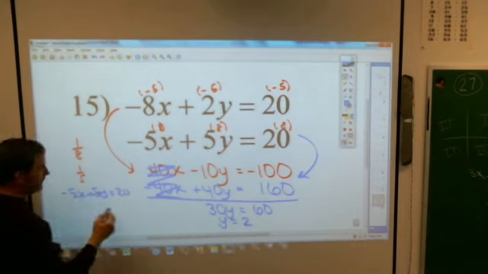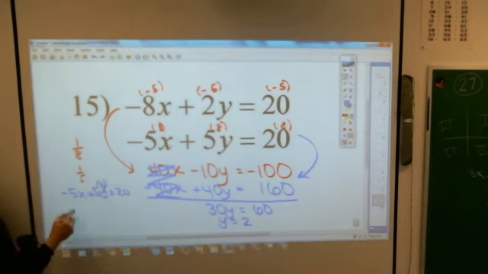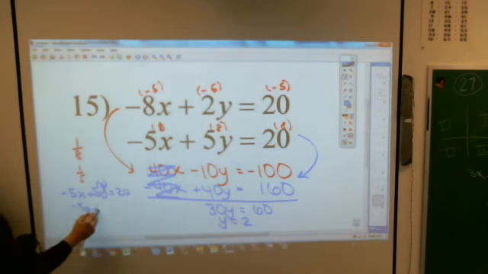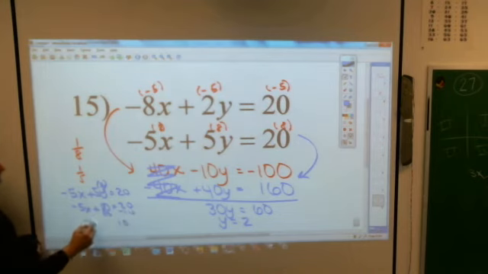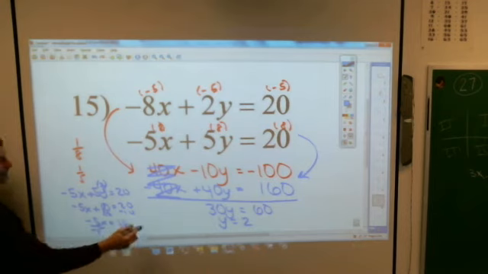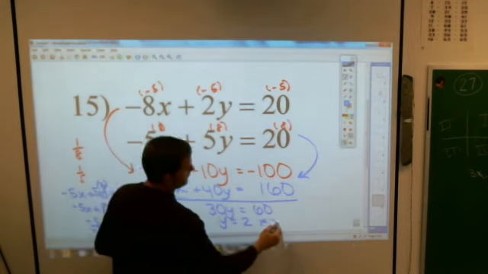I know y is 2, so I put 2 in for y right here. Negative 5x plus 10 equals 20. Subtract 10 to solve the equation. Subtract 10, I get 10. Negative 5x equals 10, divided by negative 5, divided by negative 5. X is a negative 2.